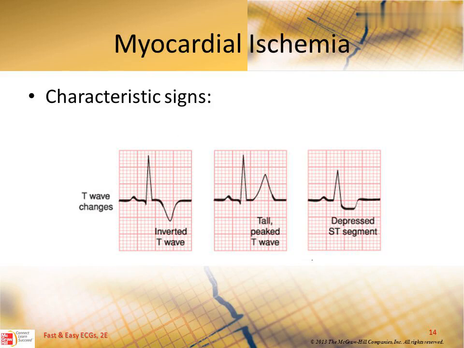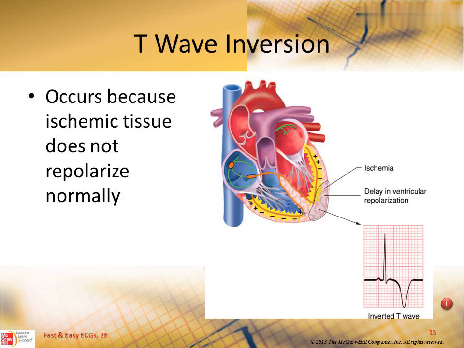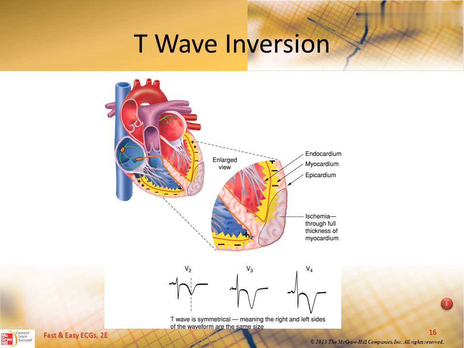Myocardial ischemia. Characteristic signs. T-wave inversion occurs because ischemic tissue does not repolarize normally. Instructional point: P-wave inversion may also be present during a myocardial infarction as the tissue around the infarct becomes ischemic. T-wave inversion. Instructional point: because the chest leads are closest to the ventricles, they are the best for checking for T-wave inversion, as it will be most pronounced in these leads. Used in this context, the term symmetrical means that both right and left sides are mirror images.